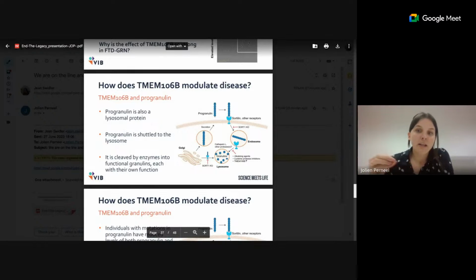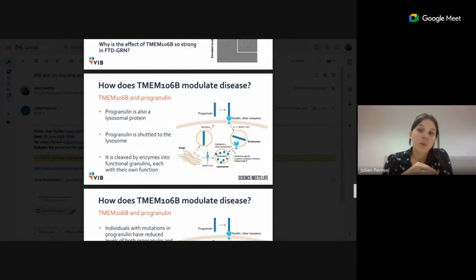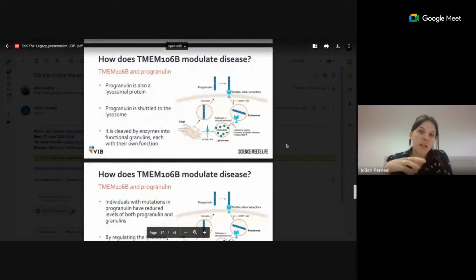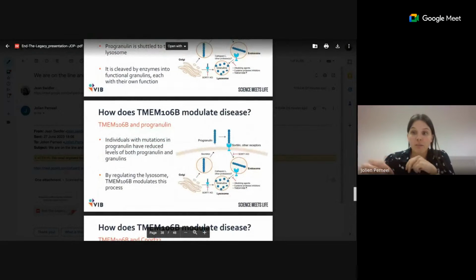And so by regulating the lysosome, TMEM106B modulates this process from progranulin to granulins, which means that TMEM106B actually has a direct effect on progranulin biology. And this may affect the levels of progranulin and granulins even further, which can underlie the strong disease-modifying effect we see in these patients.